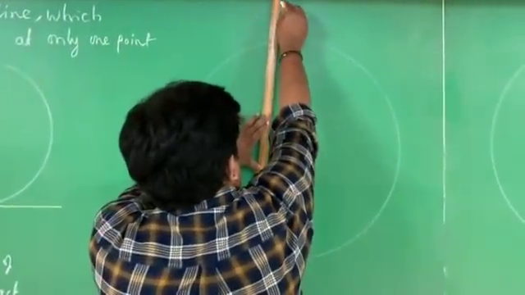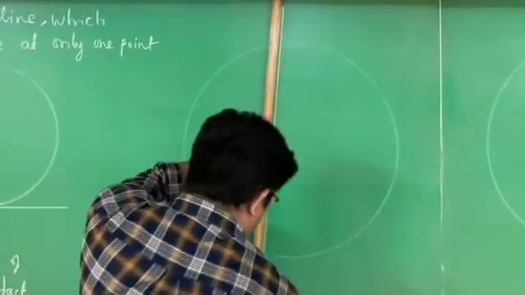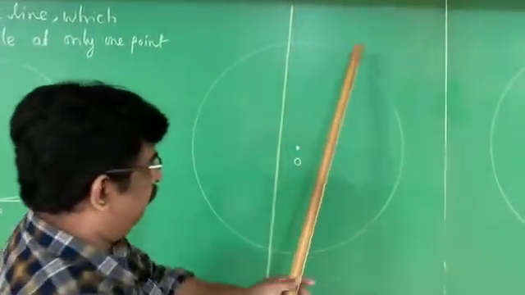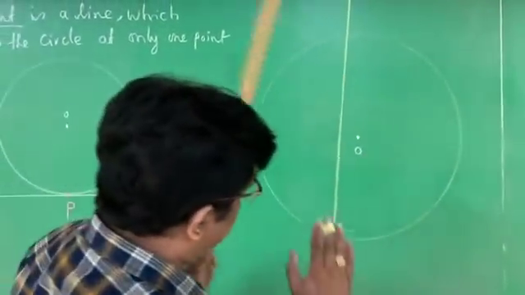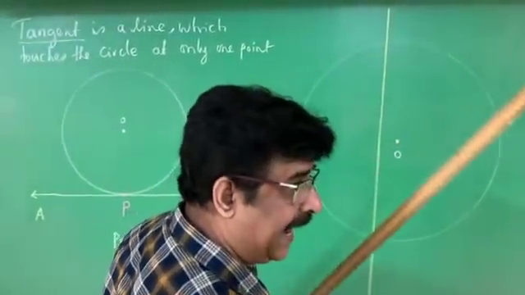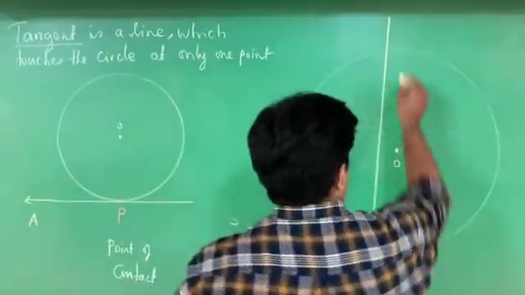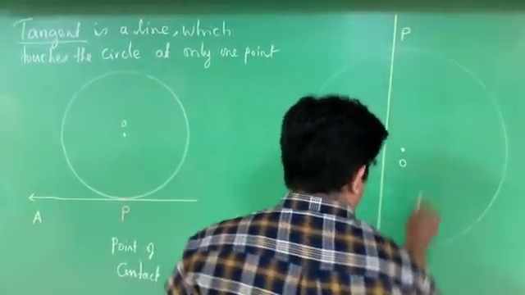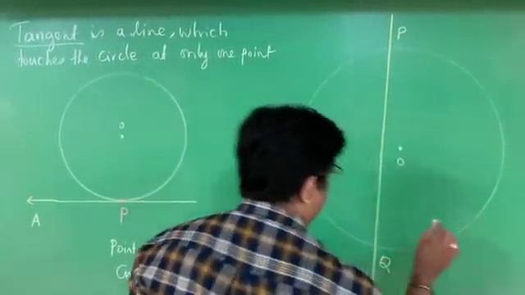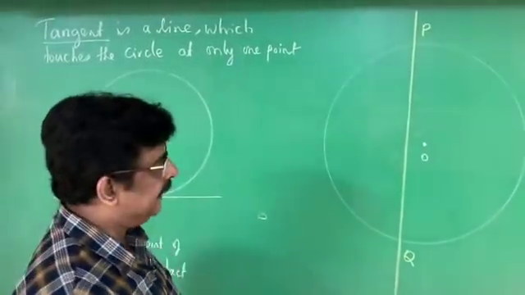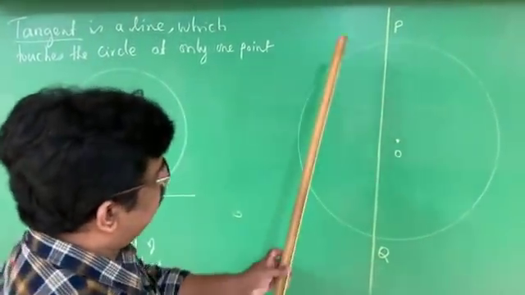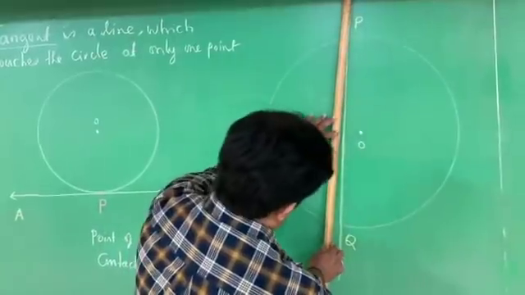Now the question is, I write a line, and you have to tell me what it is. Always I am giving emphasis to the line and line segment. What is it? If it is a line, it is a secant. PQ is a secant. Now what I do is, I keep the scale on the PQ.